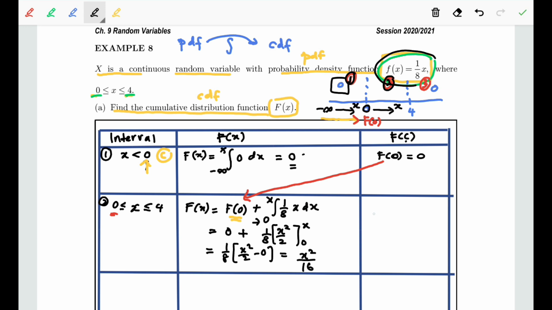Then, for the last column, we are going to find f of 4. Why should it be 4? Because this c is your upper limit for that interval, and the upper limit here is 4. So how are we going to find f of 4? We substitute this 4 into the function f(x) that we have found. So we substitute 4 squared over 16, and you get 1 for this part.